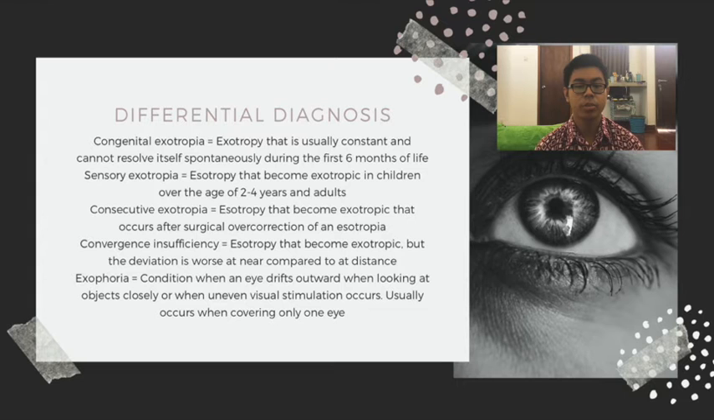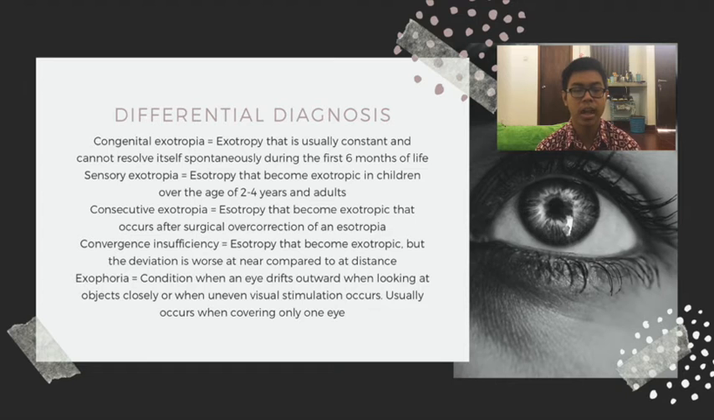Since intermittent exotropia is one type of exotropia, we need to distinguish it from other types. The other exotropia types are congenital exotropia, sensory exotropia, consecutive exotropia, and convergence insufficiency. Congenital exotropia is an exotropia that is usually constant and does not resolve spontaneously during the first 6 months of life. Children who are blind or have poor vision tend to experience exotropia. However, typically the eyes will be exotropic in children over the age of 2 to 4 years and in adults. This condition is called sensory exotropia.